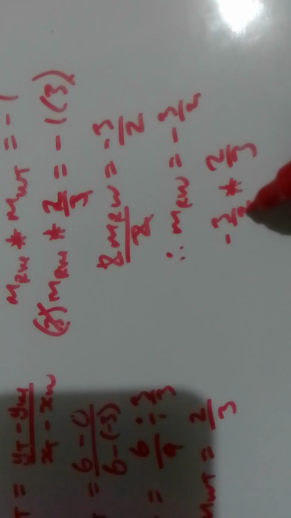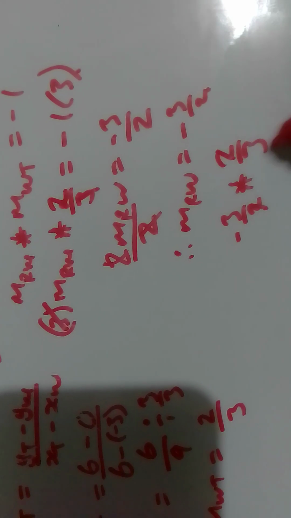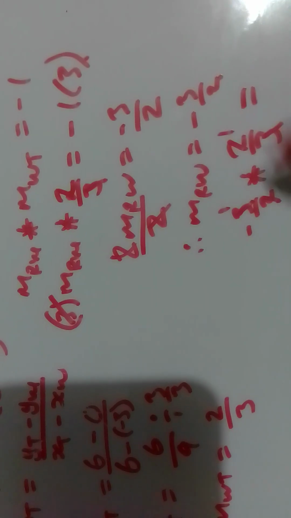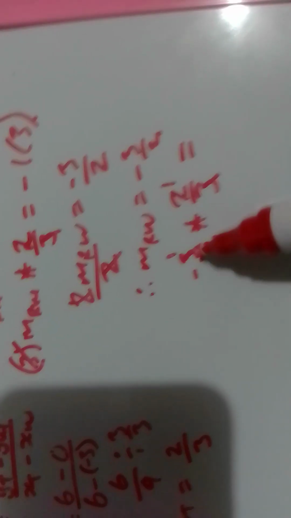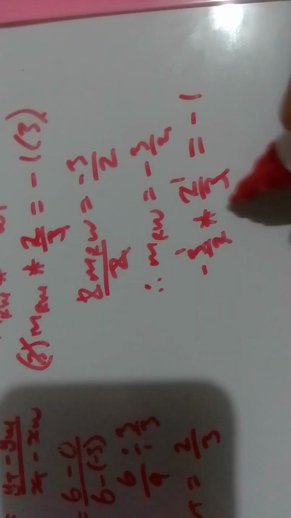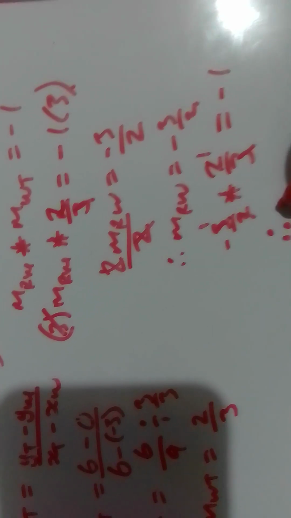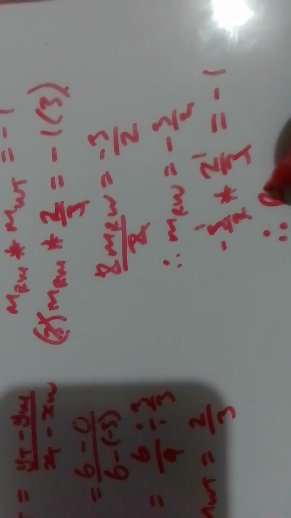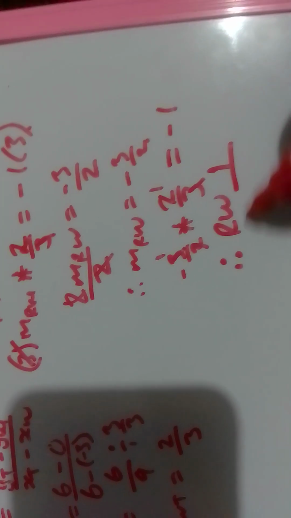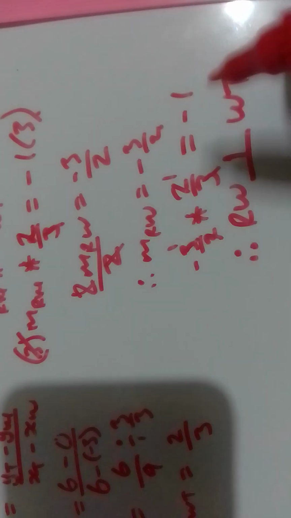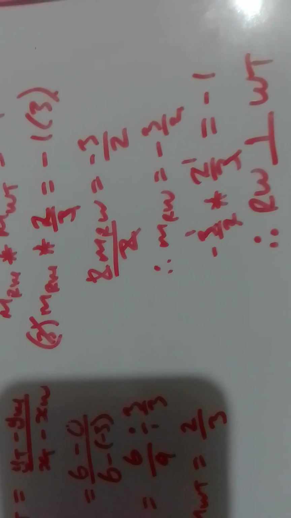Observe. This 2 cancels out that 2. This 3 cancels out this 3. So here I've got 1, there I've got 1, but this is -1. And -1 multiplied by +1 gives me a -1. So I conclude that, therefore, line RW, this symbol means perpendicular, so line RW is perpendicular to line WT. And just like that, we are done.